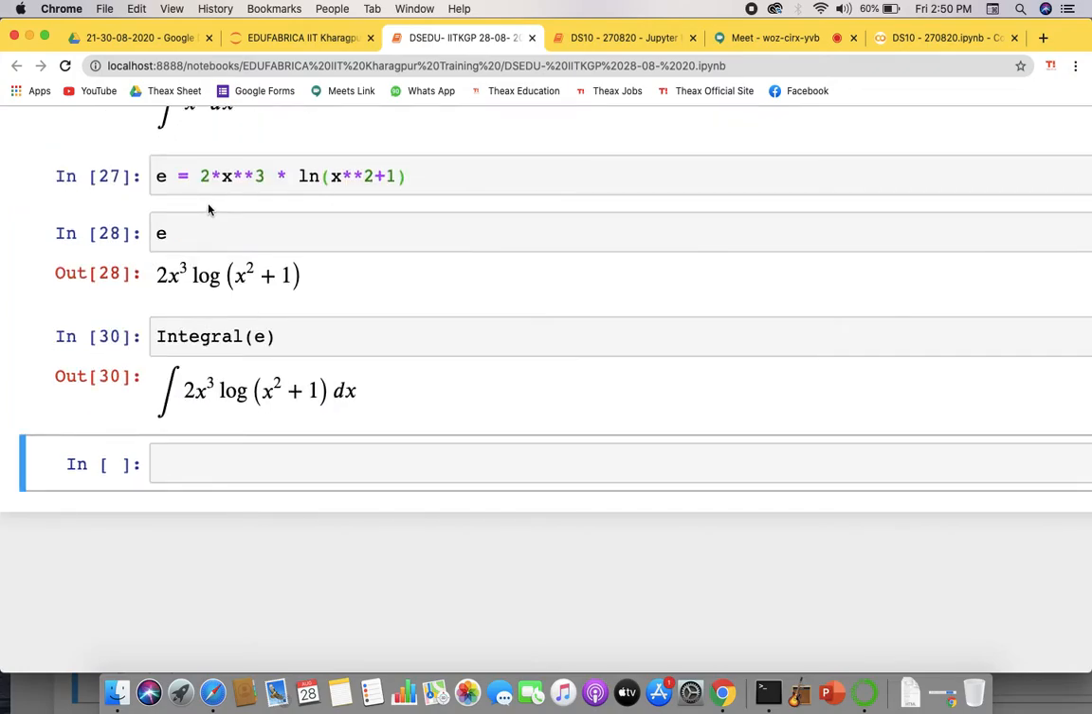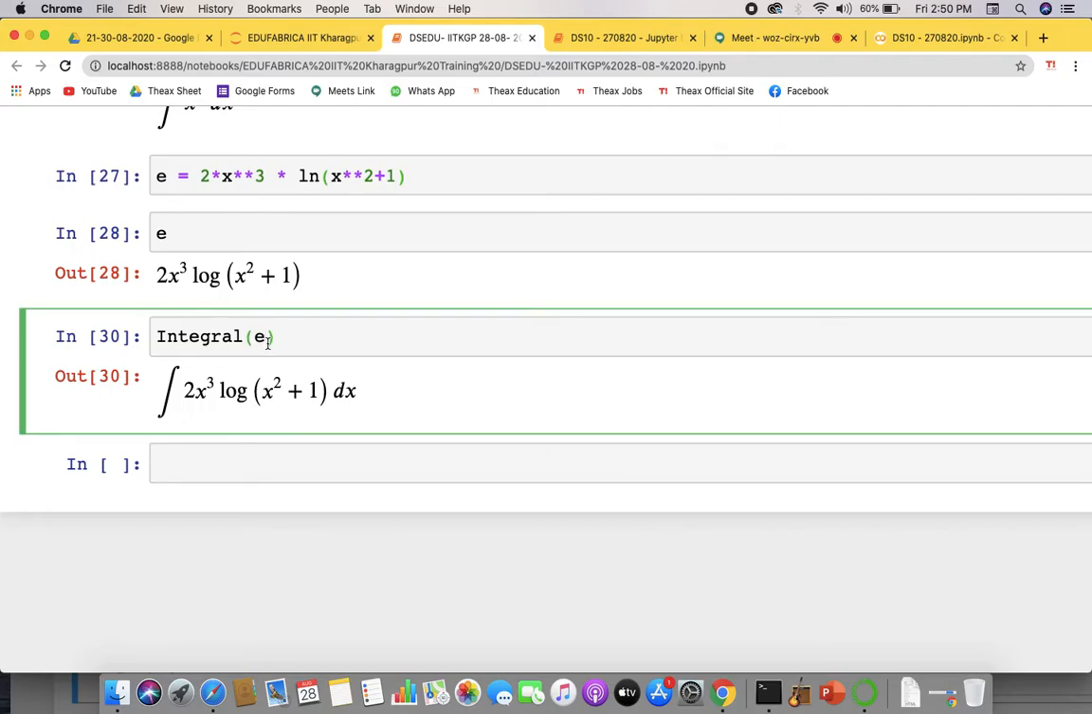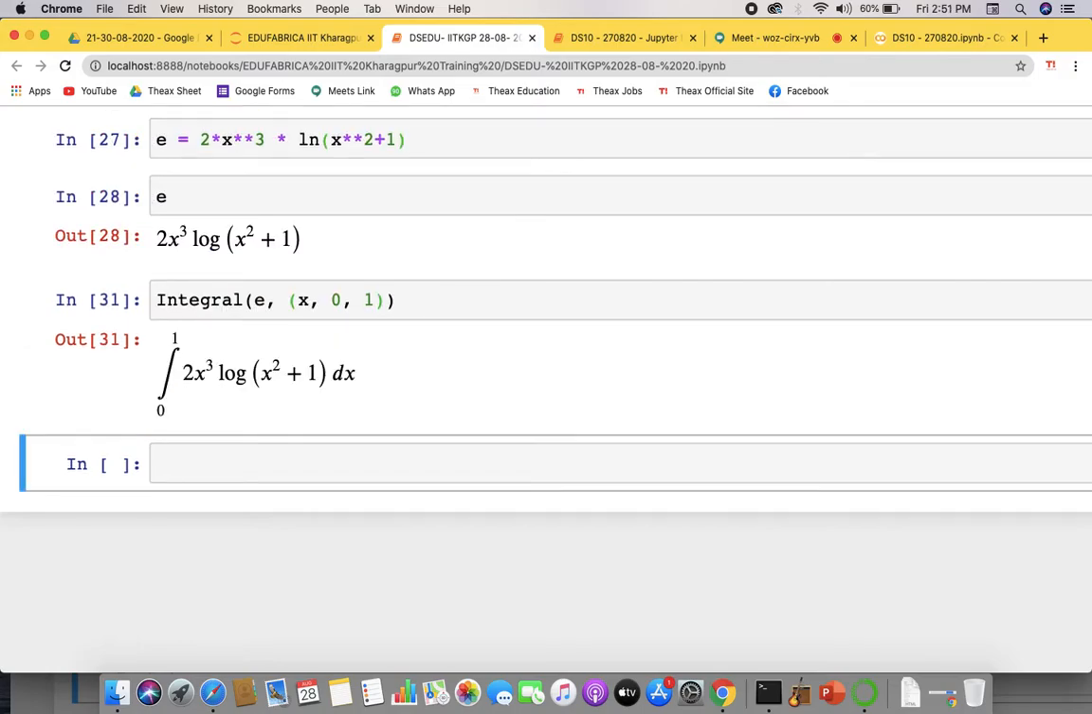So the integral of this will be giving 2x cube log x, and this was given with some limits also, right? It was given to be x, 0 and 1. So the question was like from 0 to 1, what is the integration of this? Yeah. So what will be the value?